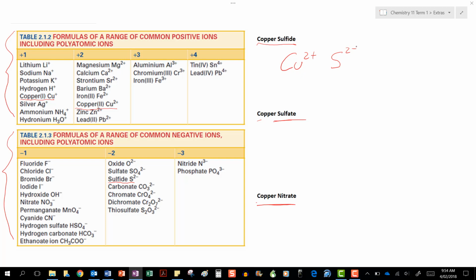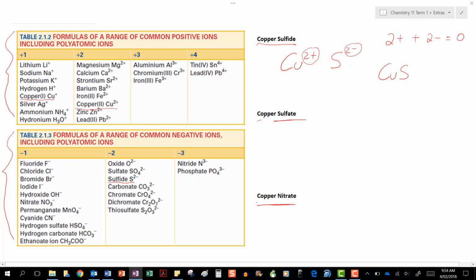Now if these two ions were to come together as is, the 2+ would cancel the 2- out. So 2+ plus 2- would equal 0. And that's what we're after, an ionic compound with zero charge. Because the two charges are the same but opposite, we can simply write down the formula as copper sulfide. So we have our ionic formula for copper sulfide, and it has no charge.